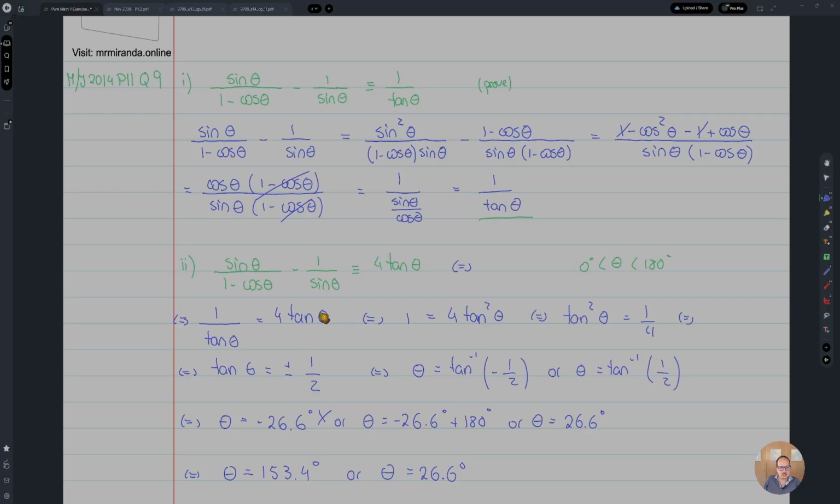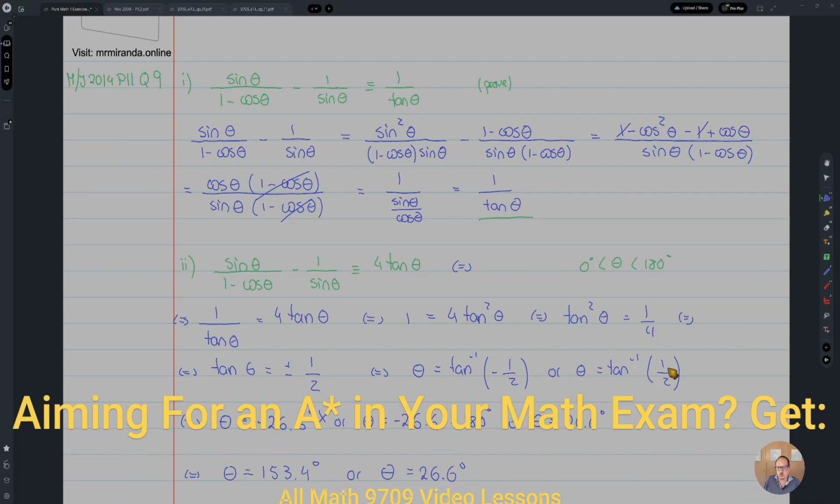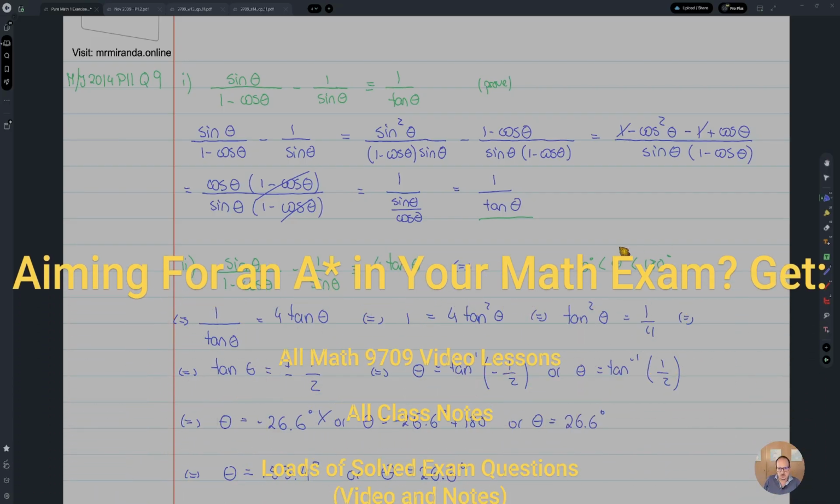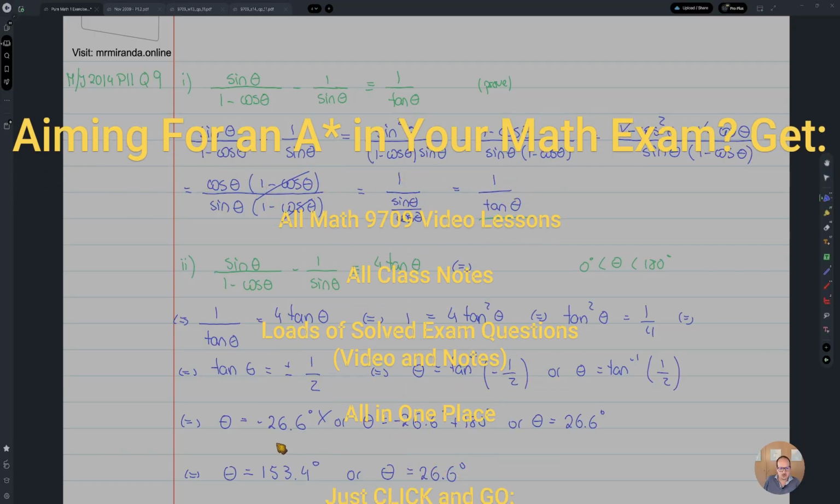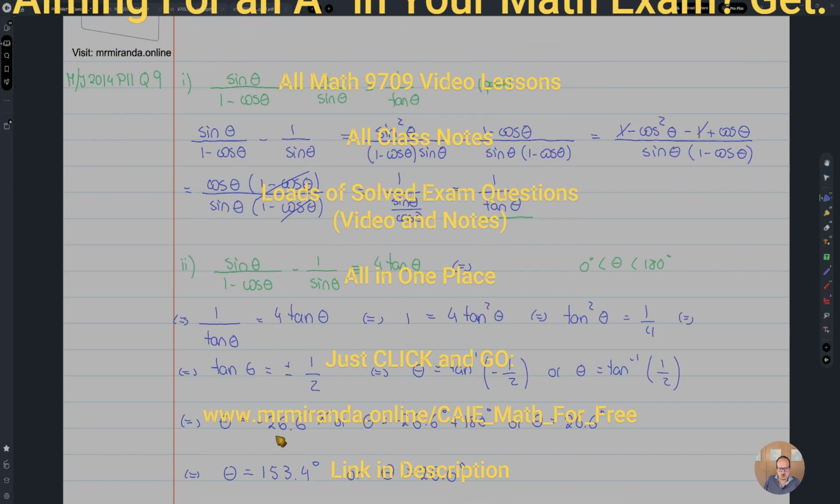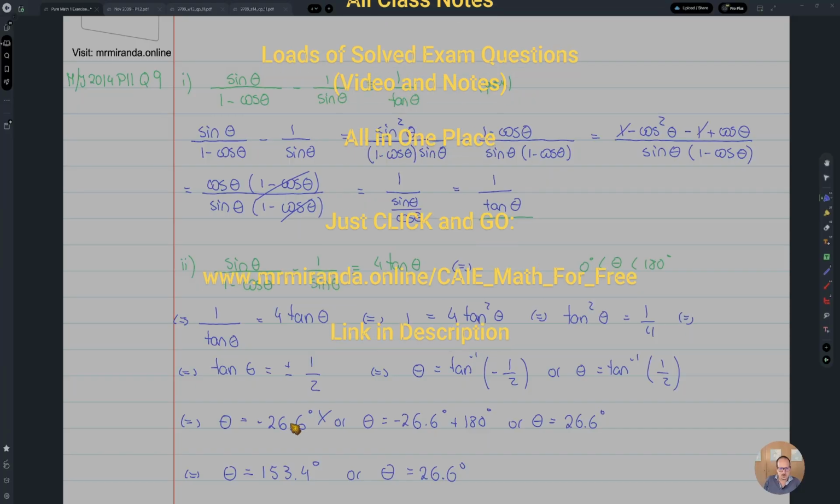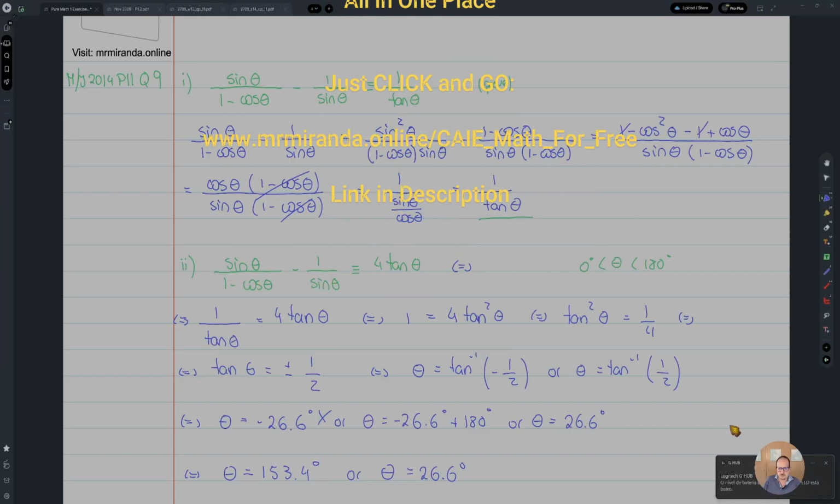Obviously, you are going to send this to that side, okay? And then you just solve it. 4 goes over there. So the tan squared of theta is 1/4, so tan of theta is going to be plus or minus square root of 1/4, which is 1/2. So the theta is going to either be tan inverse of minus 1/2 or tan inverse of 1/2. Keep an eye on the interval from this moment onwards. In a calculator, this is going to be the result that you are going to have. Obviously, this is below 0, so it doesn't matter, okay?